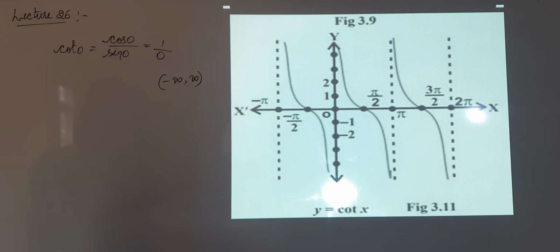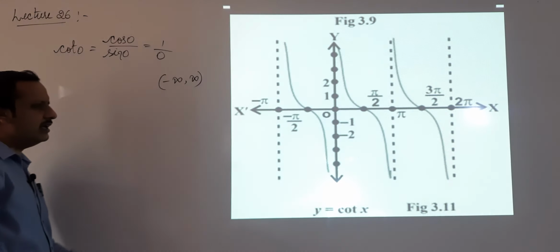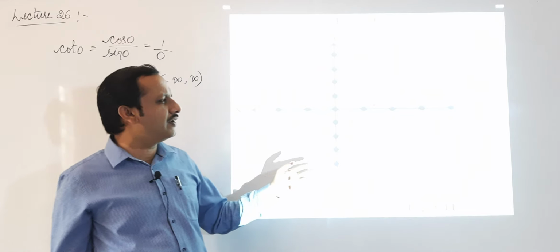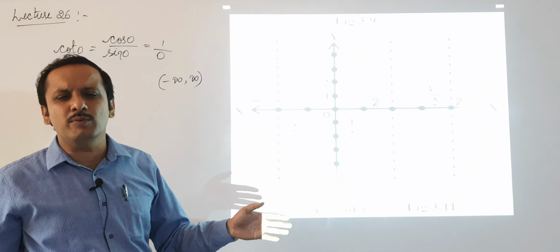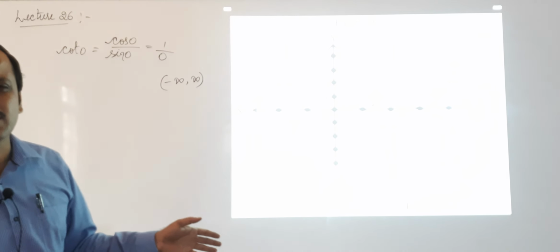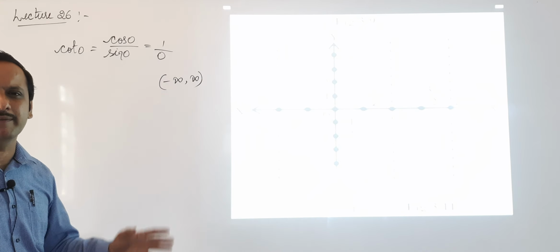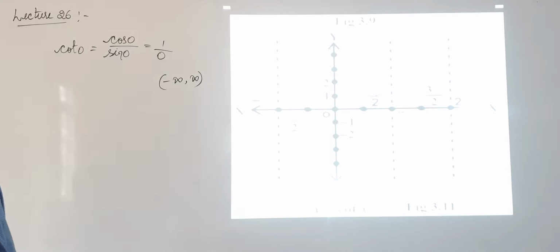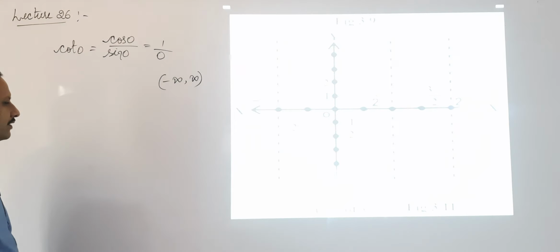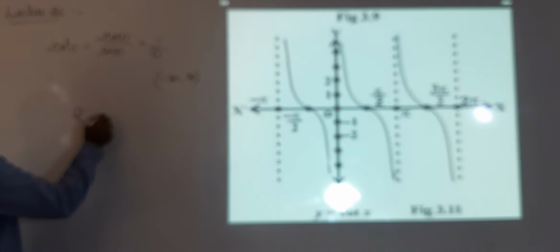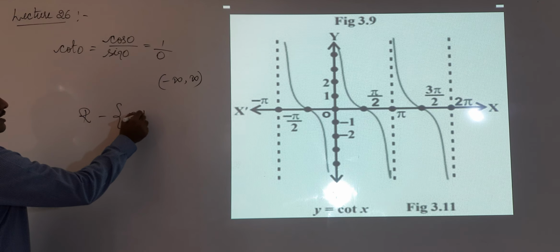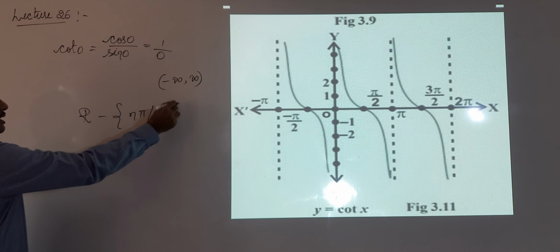And what is the domain? The domain is determined by where it is not defined, as you observe. It is not defined at 0, at pi, at 2 pi, at 3 pi, at minus pi, minus 2 pi, etc. At all multiples of pi, not just odd multiples of pi, any multiple of pi, cot x is not defined. So the domain of cot x is R minus n pi, n belongs to the set of integers.